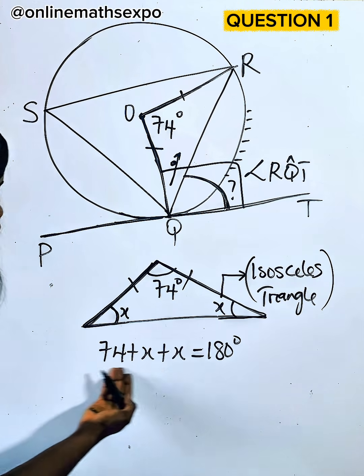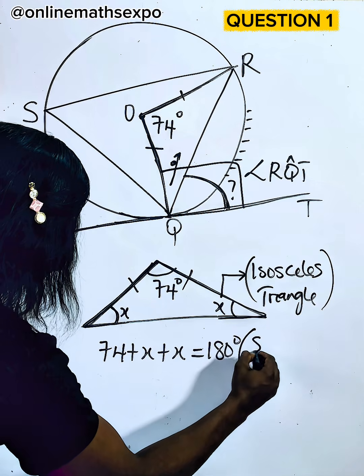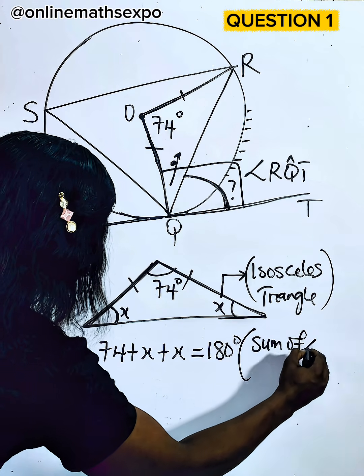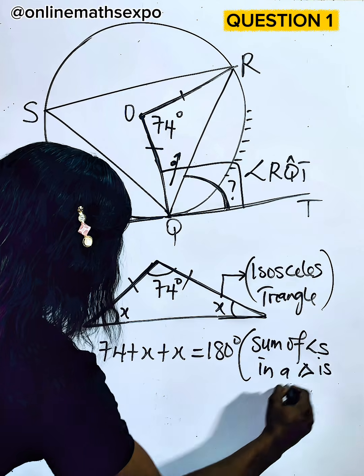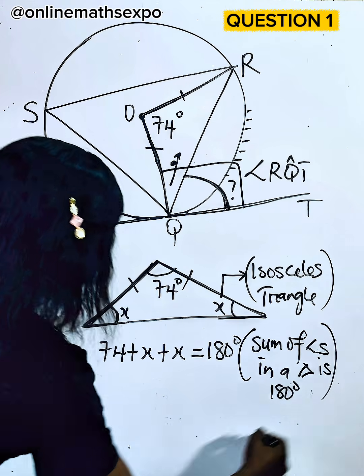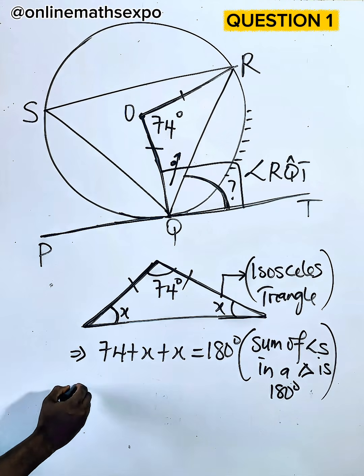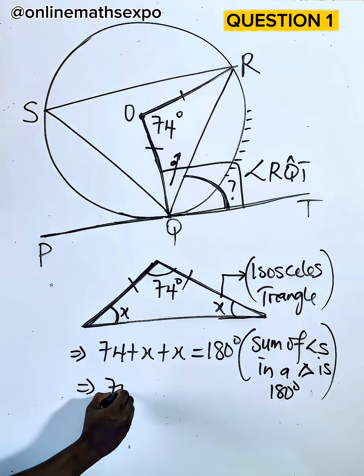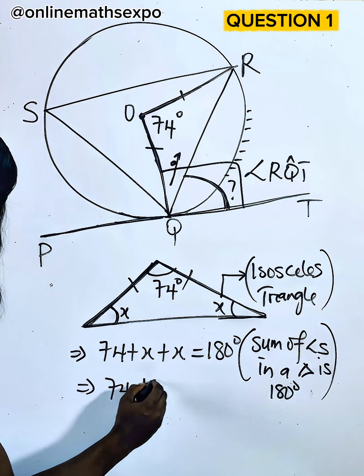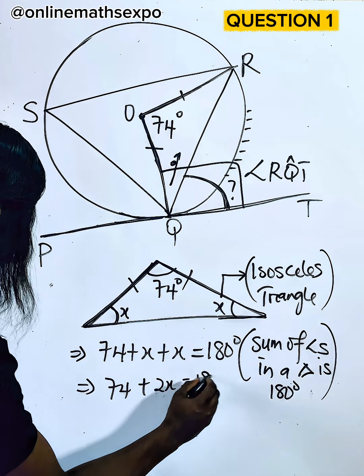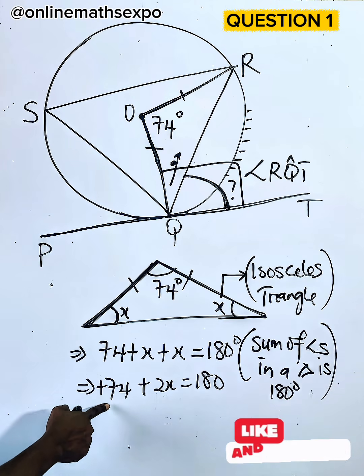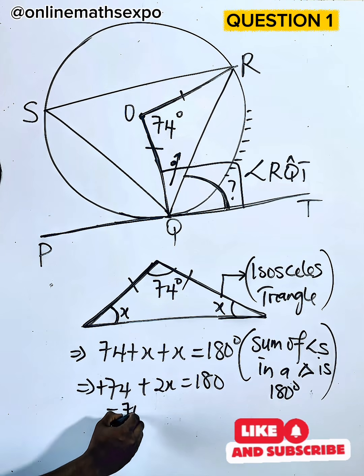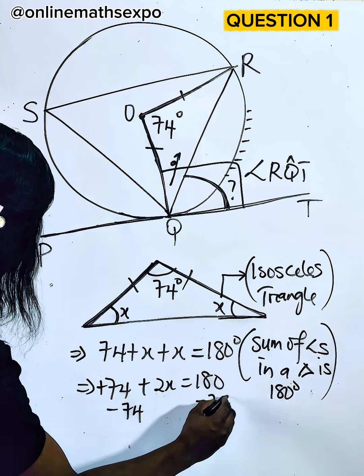So why do we sum this to 180? Because the sum of angles in a triangle is 180 degrees. Did you see? So let's work this out. We have 74, x add x is 2x, is equal to 180. To get x, remove this, remember it's positive. To remove, you subtract. So we subtract 74 from both sides.